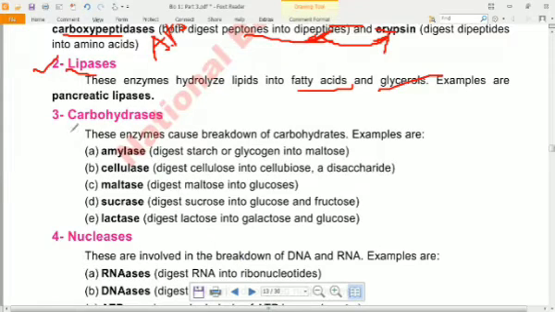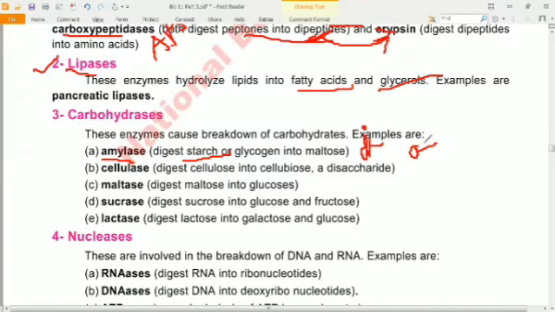Carbohydrates are present in many forms. So according to those substrates, we have different enzymes like amylases that digest starch and glycogen into maltose. Maltose is actually a disaccharide, and it is a molecule of glucose plus glucose. So that is a disaccharide. Then the disaccharides are broken down further into monosaccharides.